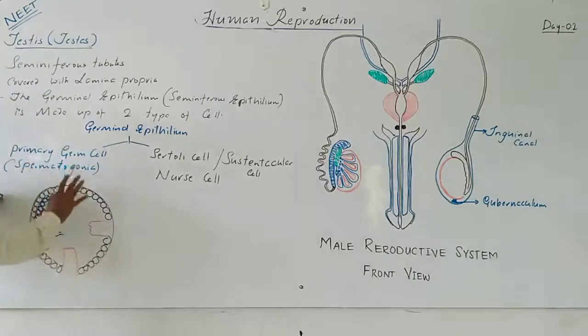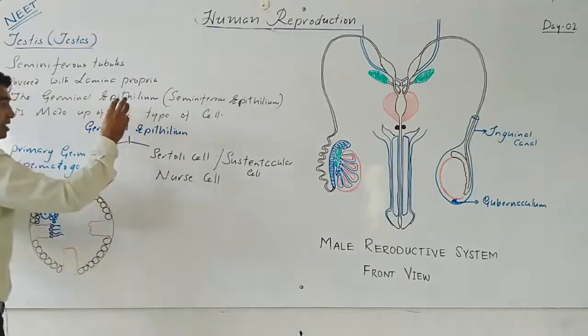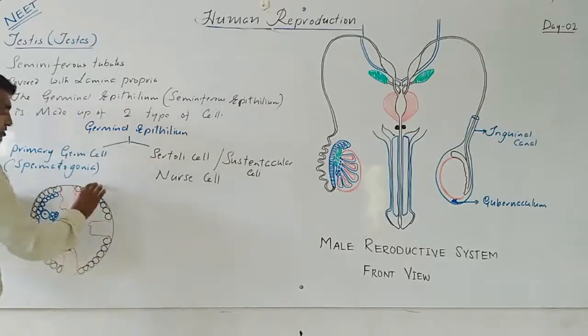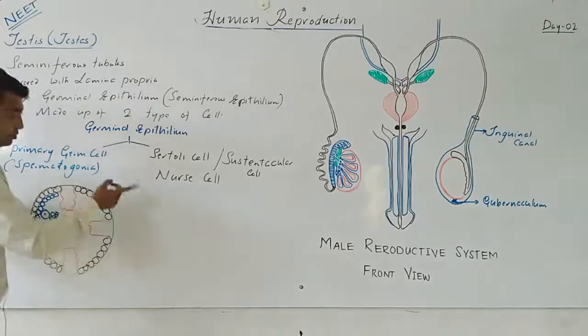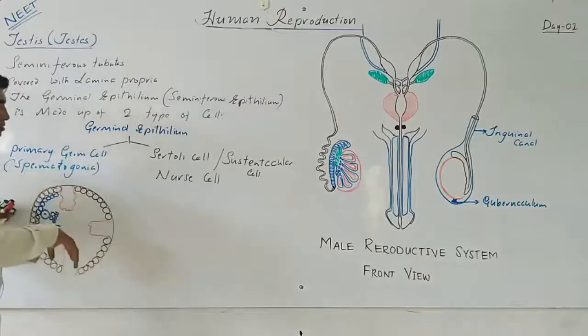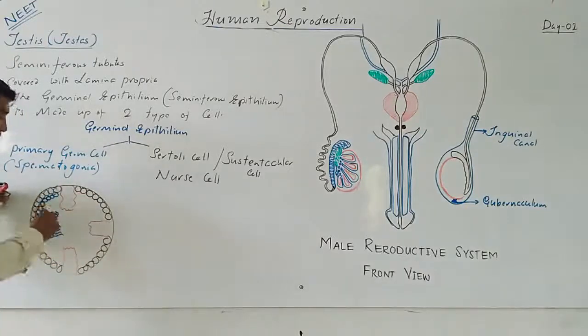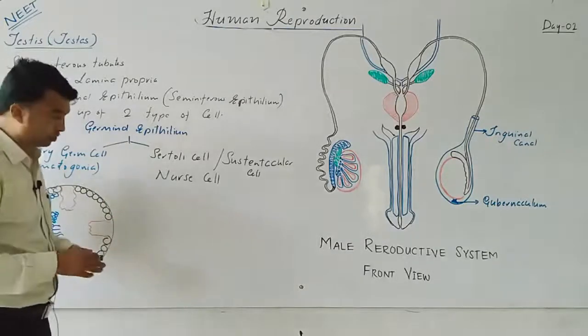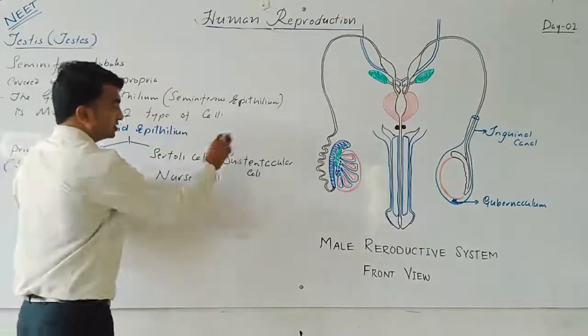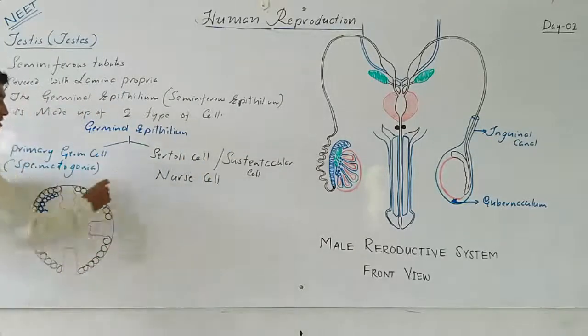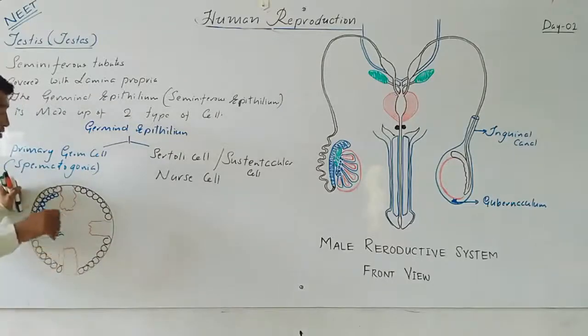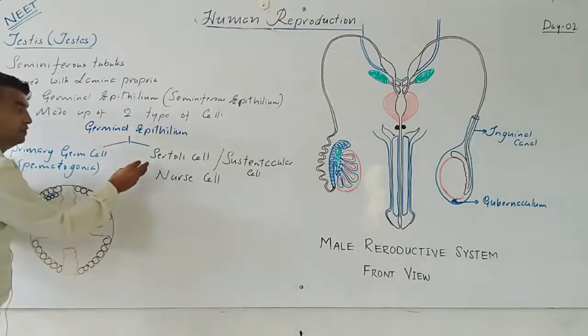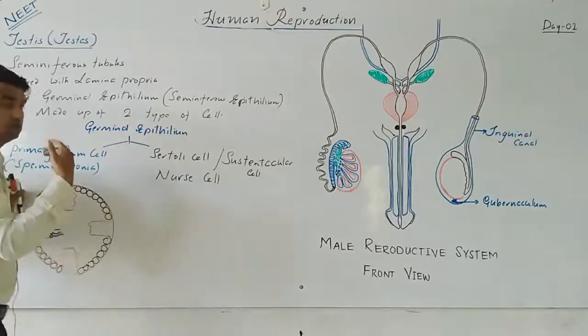So the germinal epithelium is made up of 2 types of cells: primary germ cell and Sertoli cell. These are the germ cells which undergo meiosis and produce the primary spermatocyte, secondary spermatocyte, and the spermatids. These spermatids will attach to the nurse cell. So this red color Sertoli cell is functionally very important. It is called the nurse cell and testicular cell because these cells are a little bit elongated and non-dividing. They are under the influence of the pituitary hormone.